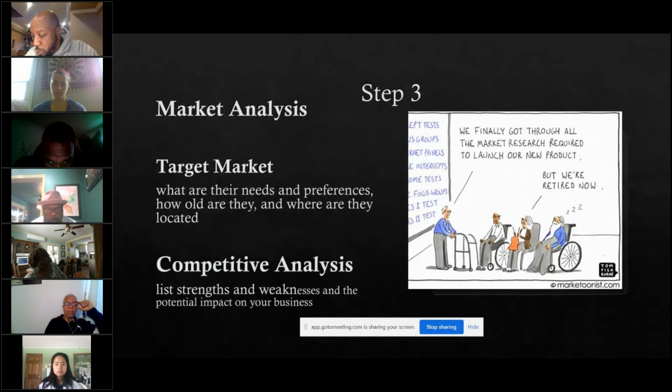Step three, remember your market analysis. You got to find out what everybody else is doing in your industry. That'll also help you determine how much you plan on charging. You don't want to charge too little, and you don't want to charge too much. You want to be competitive.